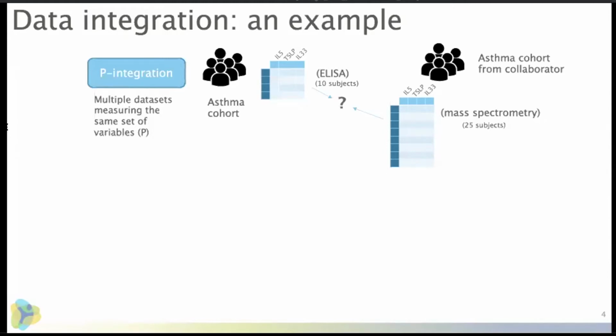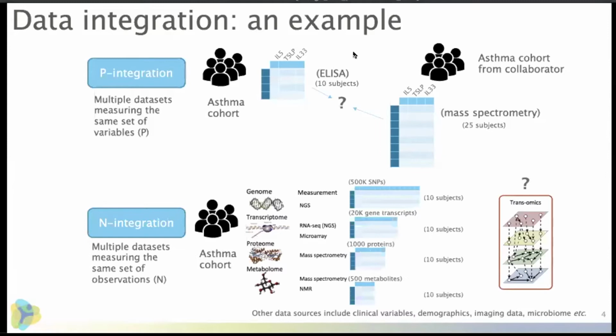So when we talk about P integration, we want to integrate data sets based on the predictors. So say your study has measured certain proteins from asthma patients and you use an ELISA, but you have a collaborator who also measured proteins from asthma patients, except they used mass spectrometry instead of ELISA. So in this case, what we might do is identify the common proteins measured on the ELISA and the mass spec, perform normalization and corrections, and then analyze that data. So this allows us to go from only 10 subjects to an additional 25 subjects.